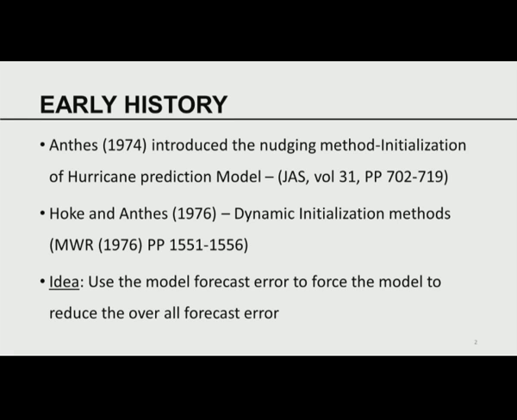The idea is to use the model forecast error to force the model so as to reduce the forecast error. So, it is a kind of feedback principle. The model makes a forecast, observations are there, there is a forecast error. I am using the forecast error to force the model to reduce the forecast error. This is the fundamental principle that underlies any feedback control mechanism. So, it is a kind of feedback control theory that is brought to focus by this nudging scheme within the context of data assimilation methodologies.